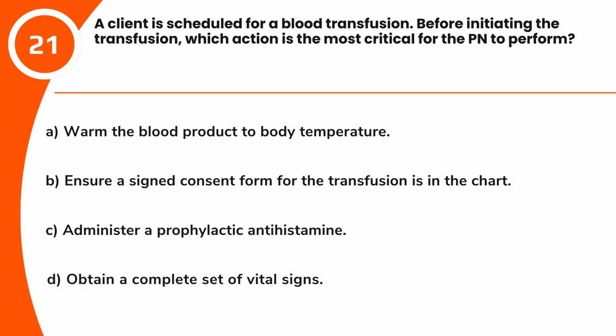A client is scheduled for a blood transfusion. Before initiating the transfusion, which action is the most critical for the PN to perform? A. Warm the blood product to body temperature. B. Ensure a signed consent form for the transfusion is in the chart. C. Administer a prophylactic antihistamine. D. Obtain a complete set of vital signs.